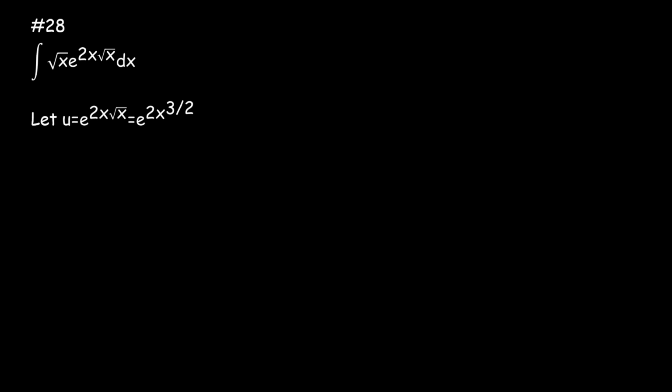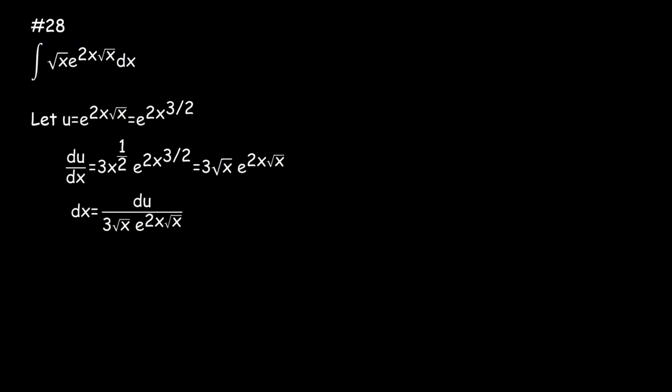Now, if we differentiate this, we would have 3x to the power half e to the power 2x to the power 3 over 2, which is basically 3 square root x e to the power 2x square root x. Like I said, I can explain differentiation in another video. So now we replace this value back into the original equation.